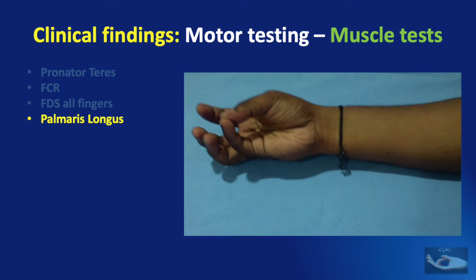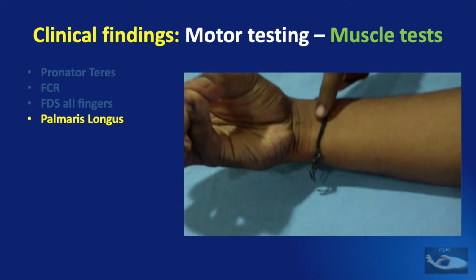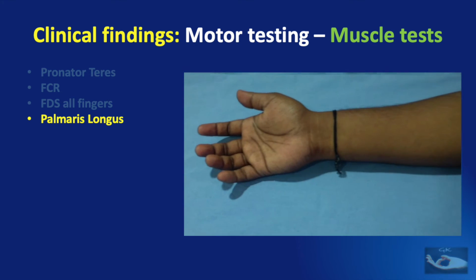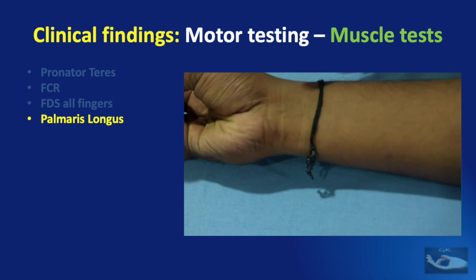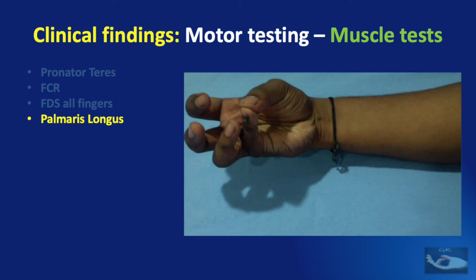The palmaris longus can be tested by asking the patient to attempt to oppose the thumb and little fingers and then flex the wrist against resistance. The palmaris longus again may be palpable when it is contracting.